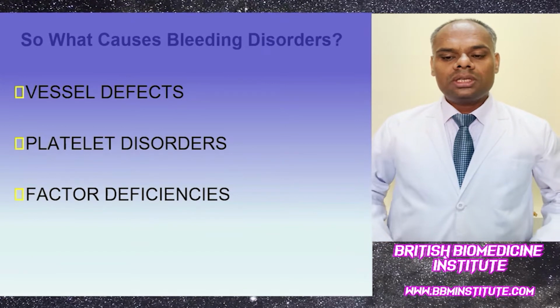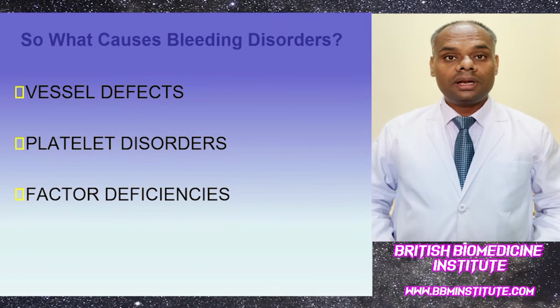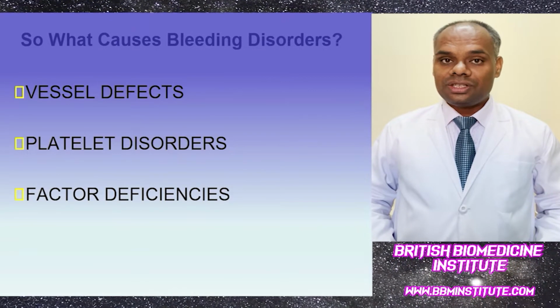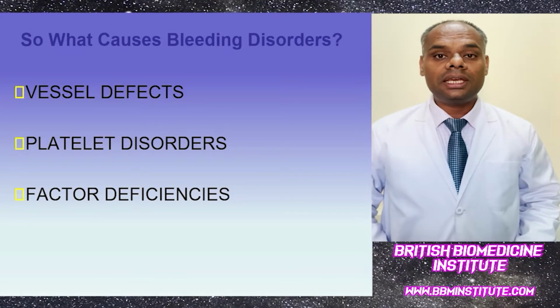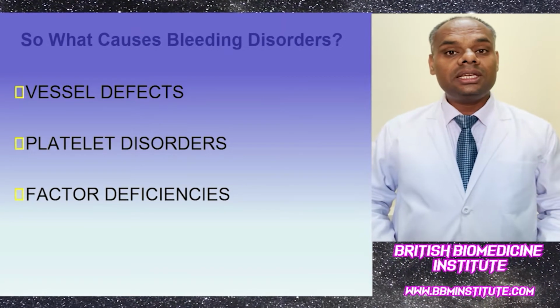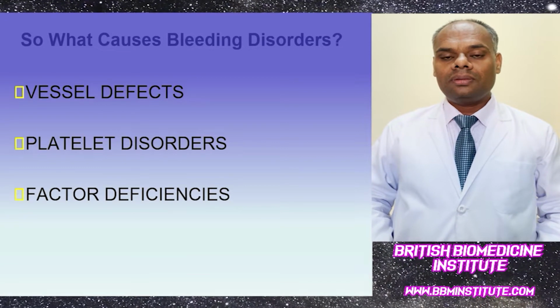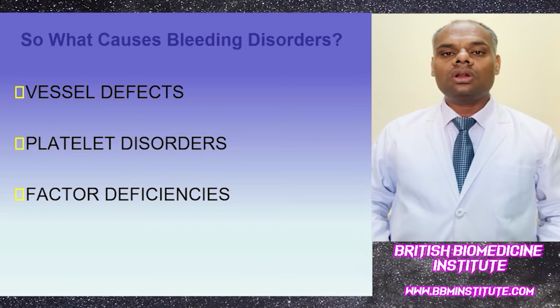So what causes bleeding disorders? If there is any type of blood vessel defect, any platelet disorder, or any factor deficiency, all these three points can lead to bleeding disorders. Bleeding disorders are basically inherited diseases which come from father to child, like hemophilia.